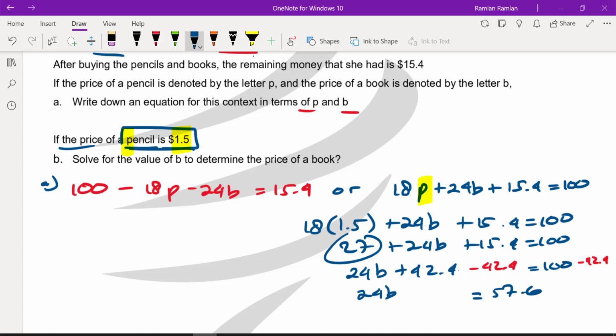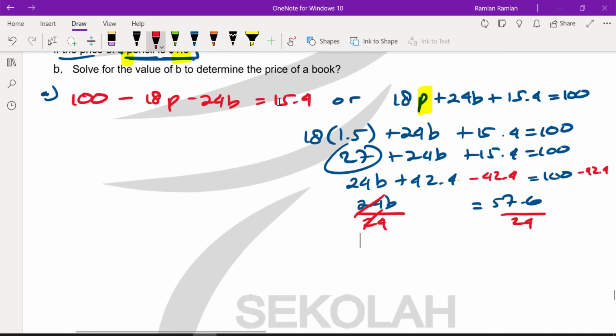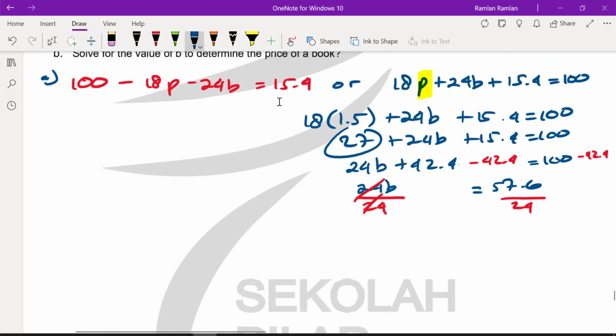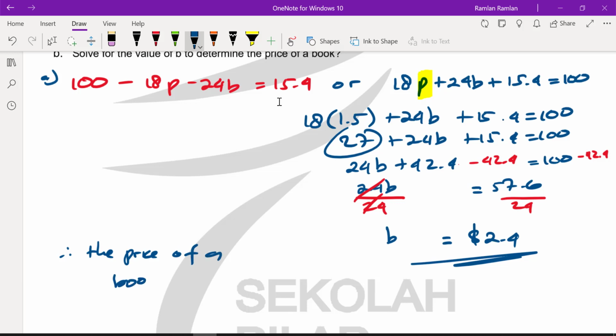And the last step is you need to divide both sides by 24 to cancel this. Then b is going to be equal to 57.6 divided by 24, and you will get $2.4. And there you go. So the price of a book is $2.4.